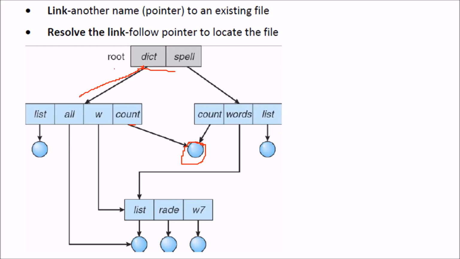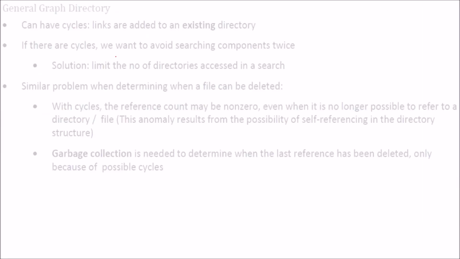So we have, as I just suggested, a link. A link is nothing but a pointer, that is another name for an existing file. This is just pointing to the same file. So how to resolve the link? Just follow the pointer to locate the file. This points, you go here. This points, you go here. So just follow the pointer. And as I just suggested, how to delete the link, it should go like the acyclic one.